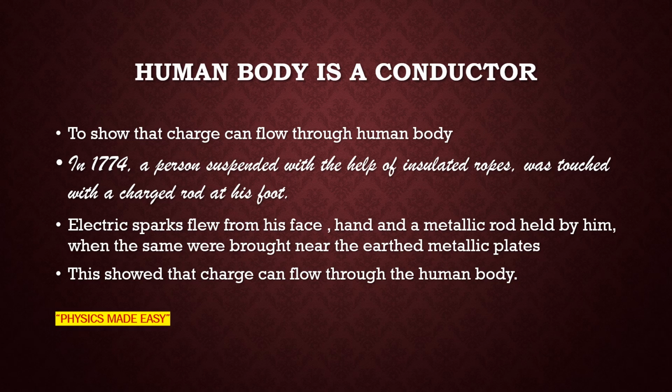The next topic: the human body is a conductor. To show that charge can flow through a human body, in 1774 a person suspended with the help of insulating ropes was touched with a charged rod at his foot. Electric sparks flew from his face, hand, and a metallic rod held by him when it was brought near earthed metallic plates. Hence, this shows that charge can flow through the human body.